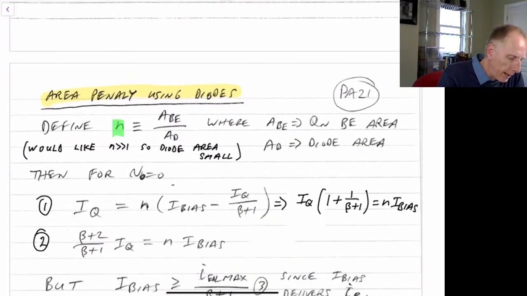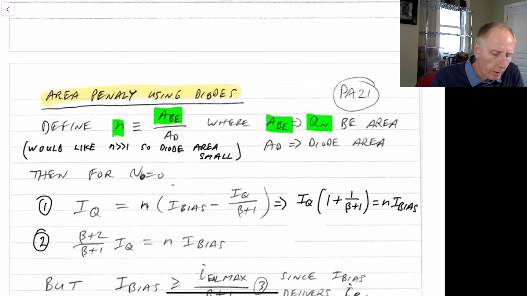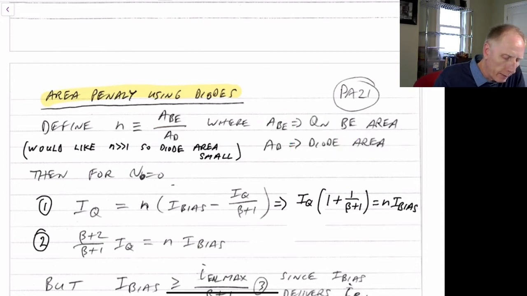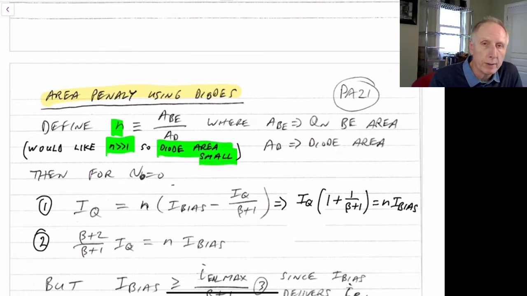So we're going to define N to be the area of the base emitter junction for the transistor. So A sub BE is that for the NPN transistor, and A sub D is the area of the diode. And again, we're assuming that they're matched, so the NPN transistor and the PNP transistor both have the same area. So we've defined this ratio N, and we would like N to be much greater than 1 so that we don't have to use a large area for these diodes.